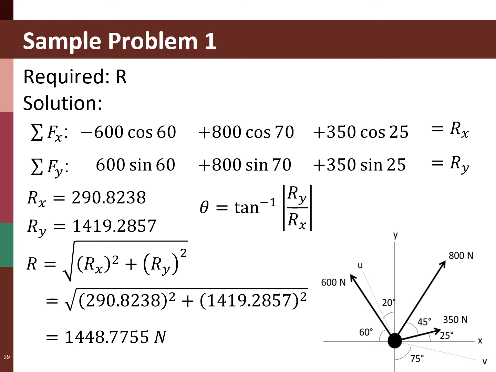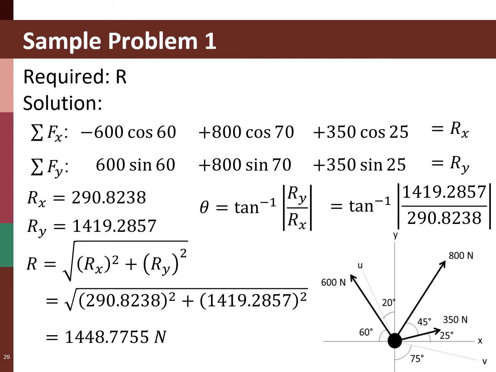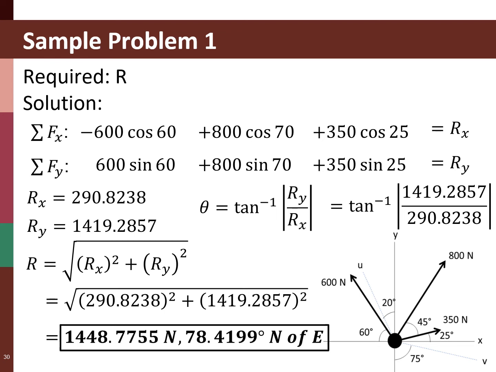The direction theta is equal to the tangent inverse of the absolute value of r sub y over r sub x. Plugging in the value, theta is equal to 78.4199 degrees north of east. Since both r sub x and r sub y are positive, the resultant is found on the first quadrant. Therefore, the resultant is directed 78.4199 degrees north of east.